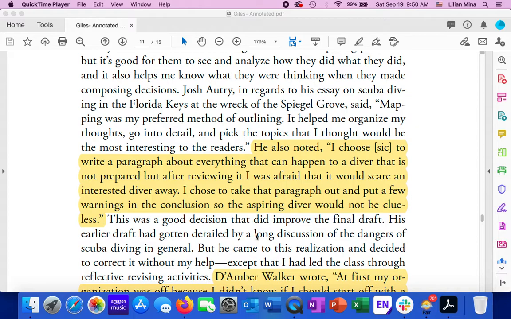So their initial thinking was to include a paragraph about everything wrong that can happen to a diver. And then when they thought about it, when they reflected, when they looked at it from the audience perspective, they thought that this might scare people away from diving. So they decided to take that paragraph out and then replace it with just a few warnings in the conclusion. These are all decisions that you make.